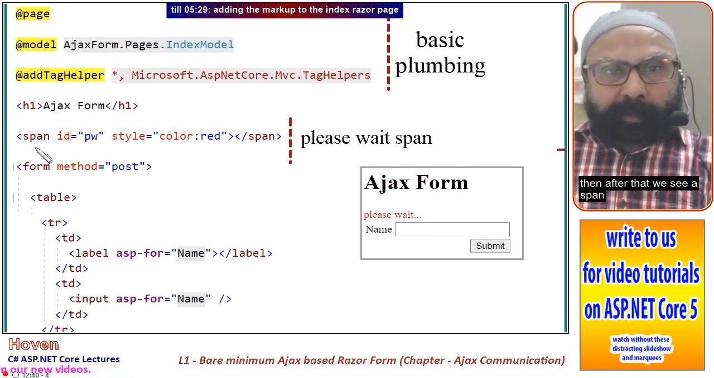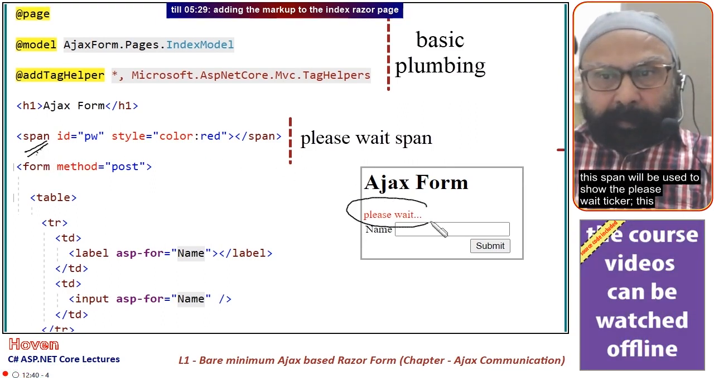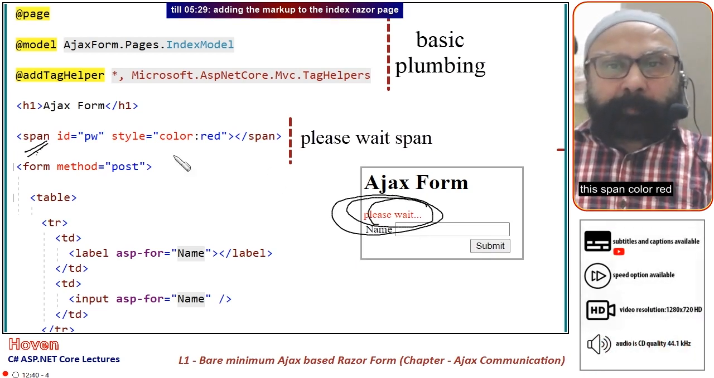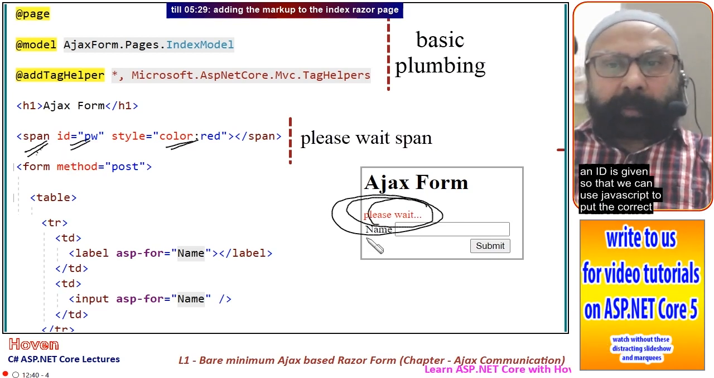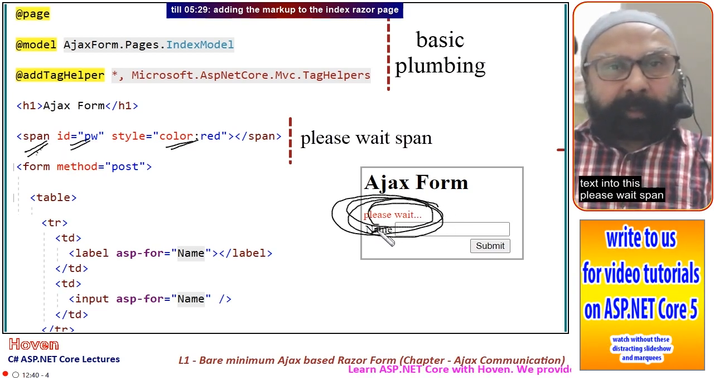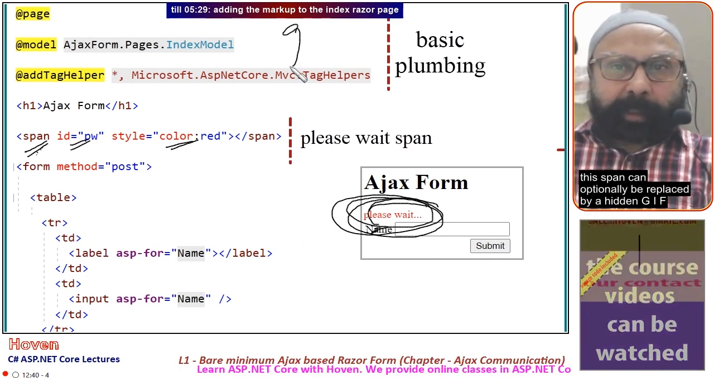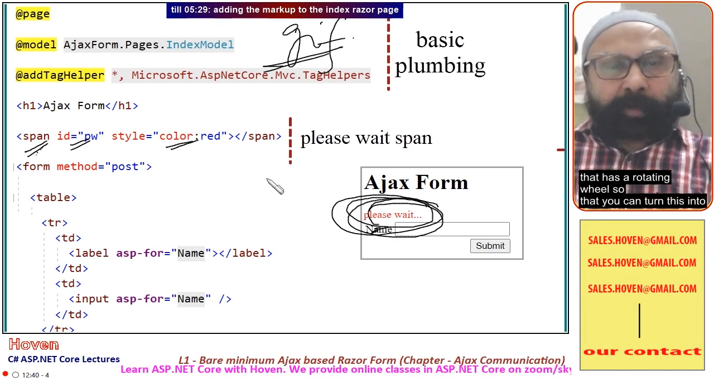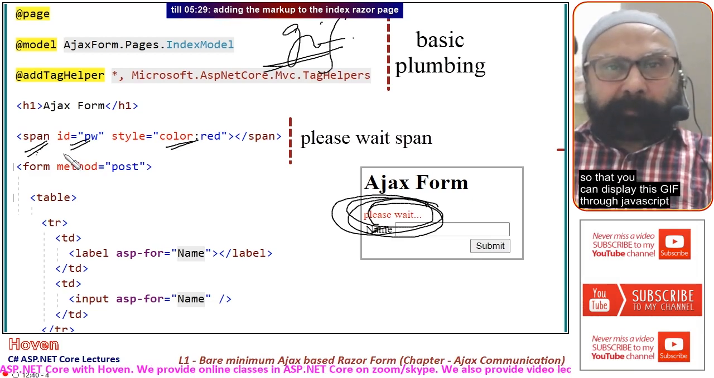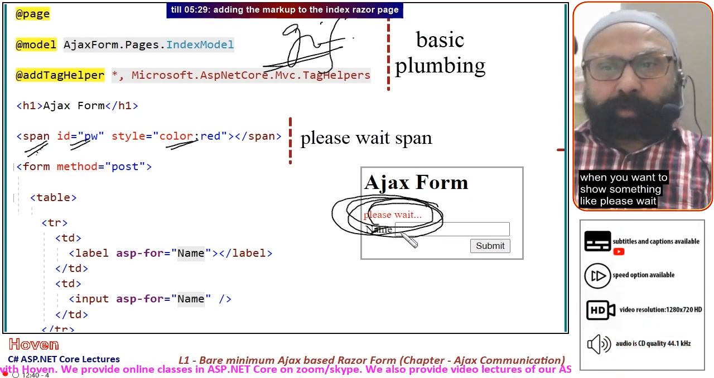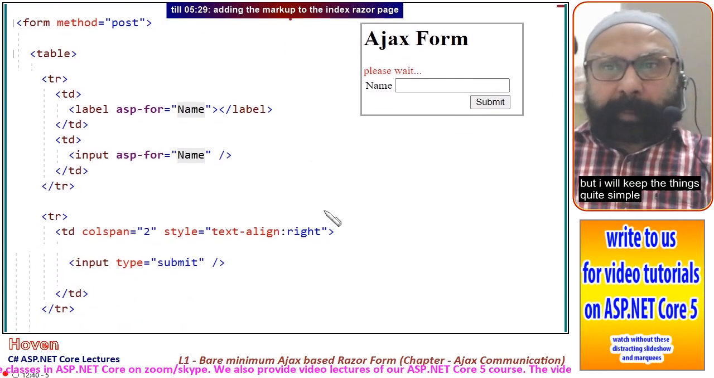Then after that, we see a span. This span will be used to show the please wait ticker, this one. This span, color red, an ID is given so that we can use JavaScript to put the correct text into this please wait span. This span can optionally be replaced by a hidden GIF that has a rotating wheel, so that you can display this GIF through JavaScript when you want to show something like please wait. So that is up to you. But I will keep the things quite simple.